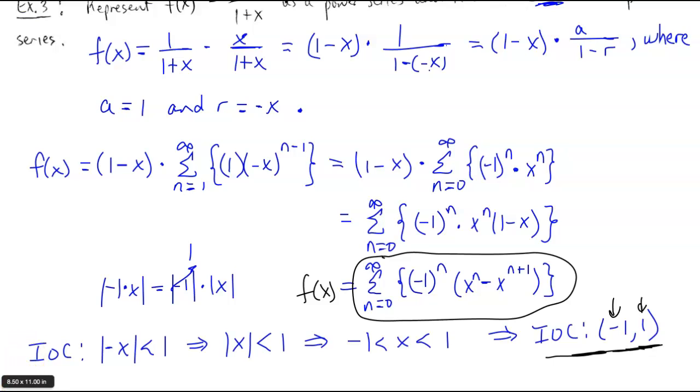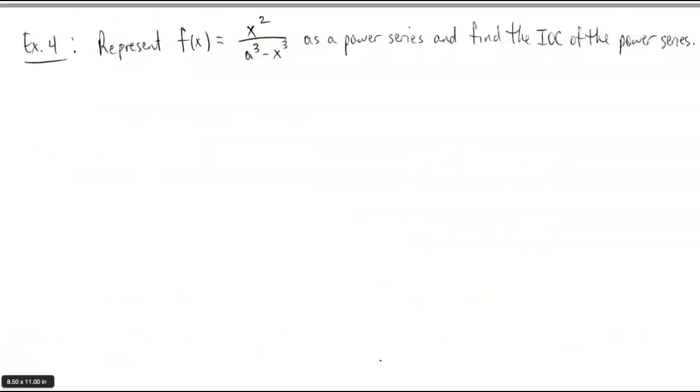Okay, so for this example, we have the function x squared divided by a cubed minus x cubed, where a is some constant. We don't know what it is, but it's just a constant real number. And we want to express this as a power series and find the interval of convergence for the power series. So again, our goal is to force what we have here to look something like the sum of a power series, which is a divided by 1 minus r. So that is the main idea here.